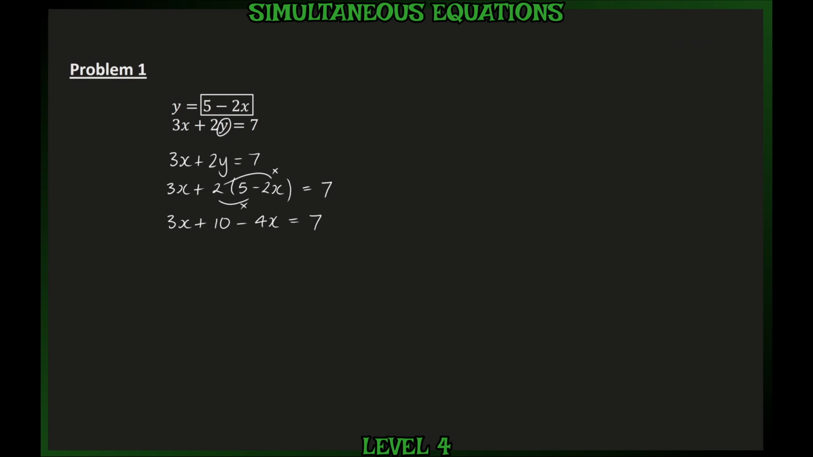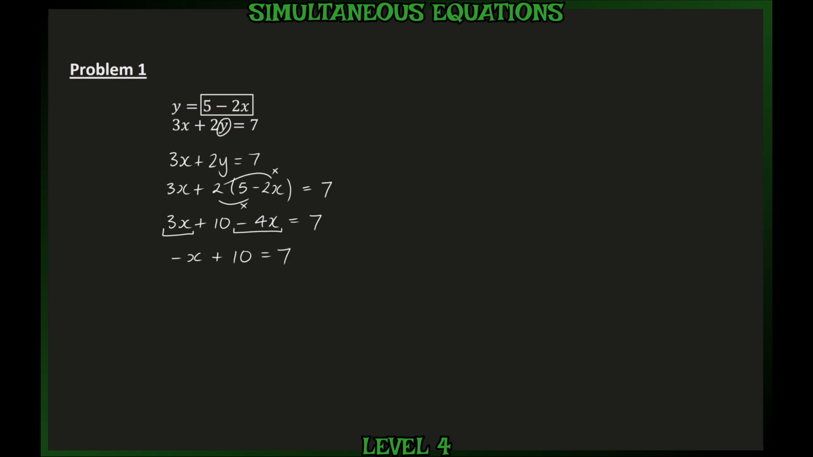that's equal to 7. We can now simplify the left by collecting together the like terms, and these are the 3x and the minus 4x, and because 3x minus 4x is minus x or minus 1x, this becomes minus x plus 10 is equal to 7.